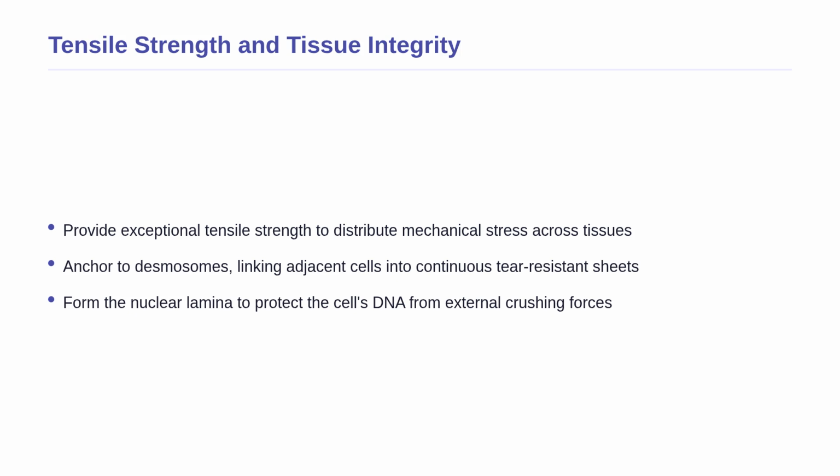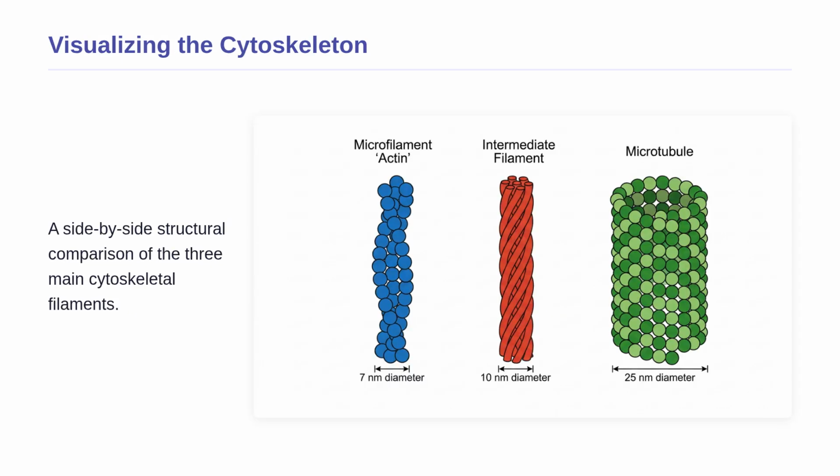Now that we have covered all three components, let us look at them side by side in this diagram. On the far left, you can see the microfilament, made of actin. Notice its thin, twisted, beaded necklace structure, measuring just 7 nanometers across. In the middle is the intermediate filament.